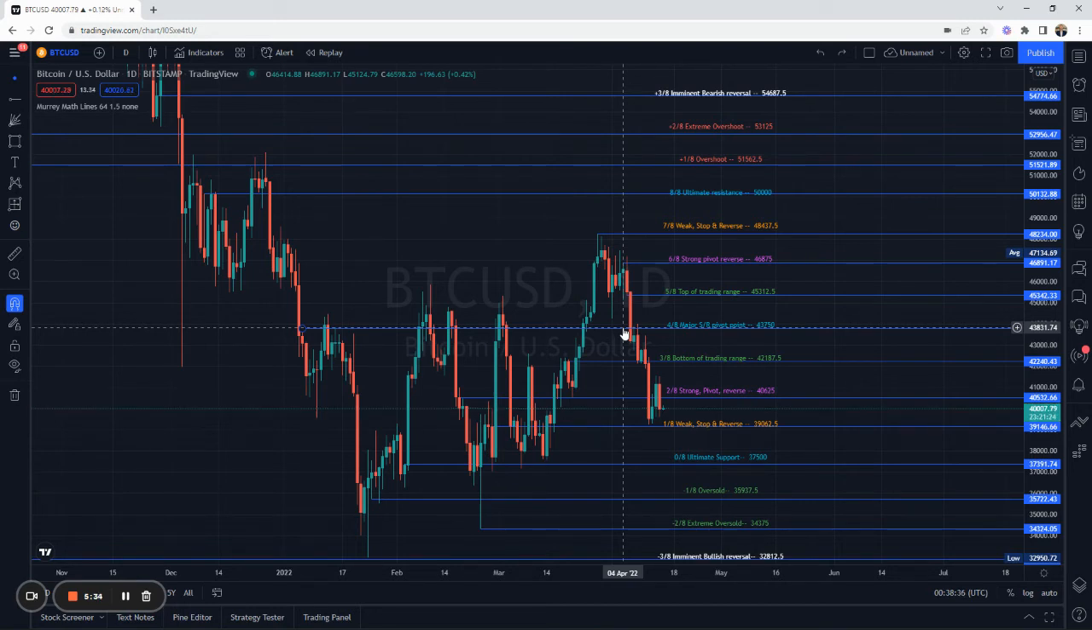So obviously, I don't want to scale in when we're at ultimate resistance. I don't want to open a position at 7/8 at a weak stop and reverse point. I'm certainly not wanting to get involved up here where we're extremely overbought. And on the opposite, obviously, I want to get involved when we're at ultimate support or at imminent bullish reversal.